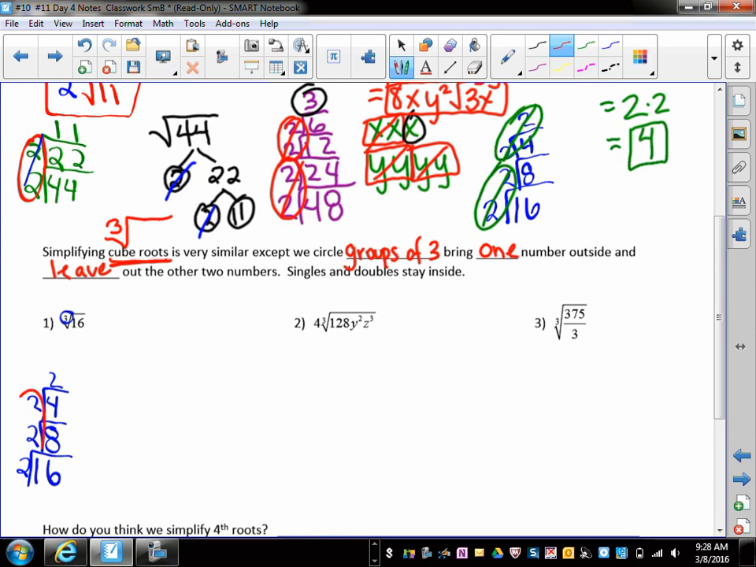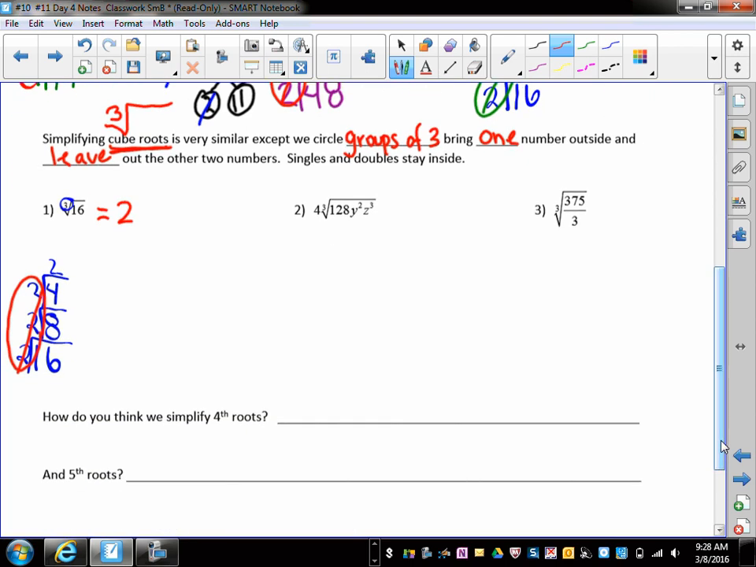Alright, so now I'm circling 3 of a kind. So that comes out in front. Just one of them comes out in front. Do I have another group of 3? No, there are no other groups of 3. But is there anything left over? What's left? 2. So I still have a cube root of 2.